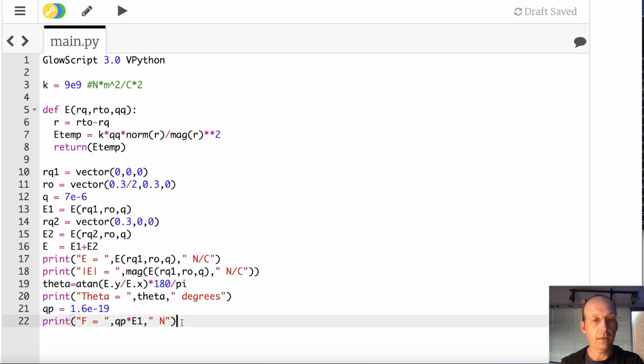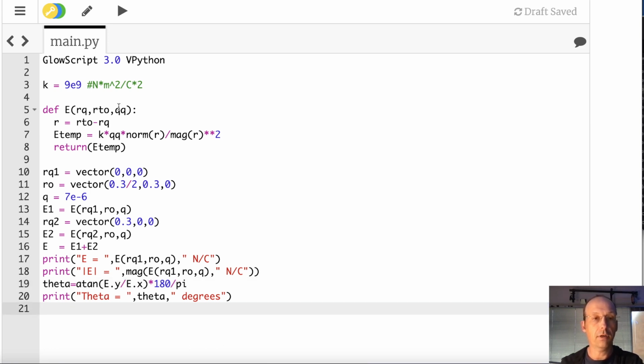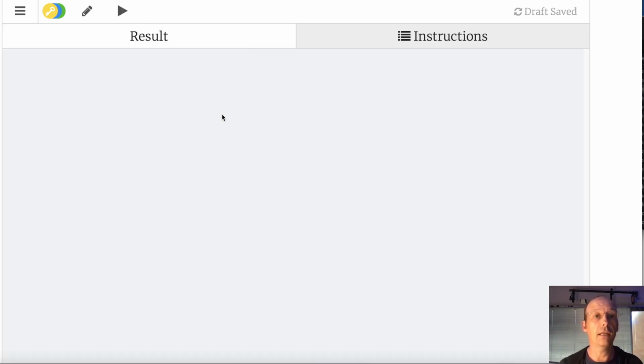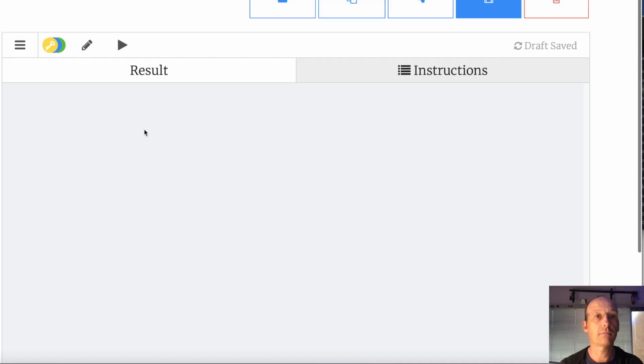Theta. And then let's get rid of that part. Okay, so that's that. So the key here is I had to find those locations of my charges with the values of the charge, and then I can calculate the electric field, run it, and I get nothing.